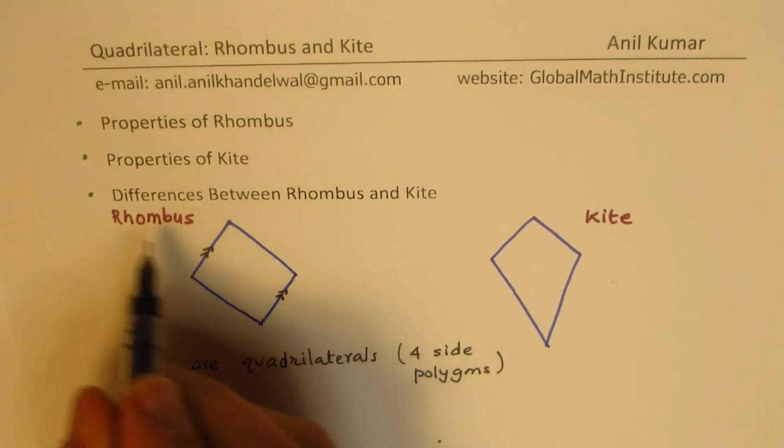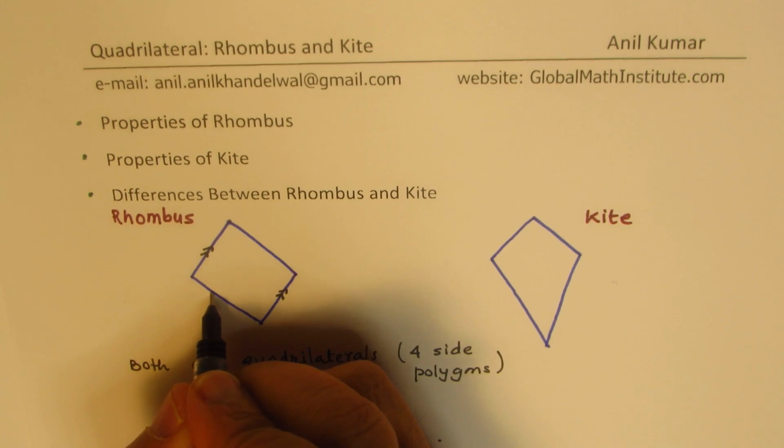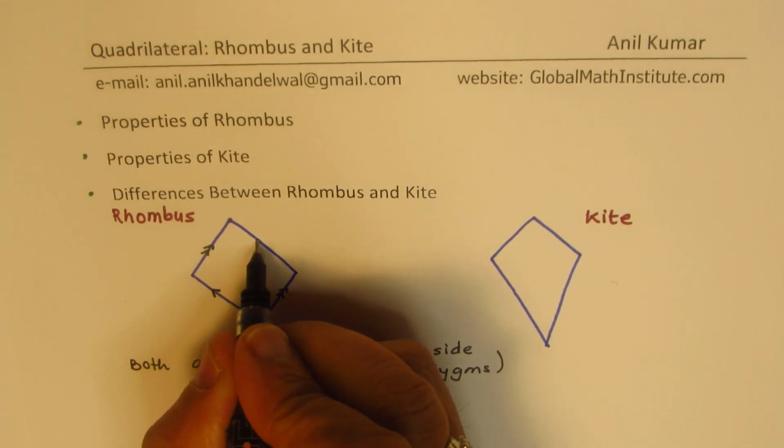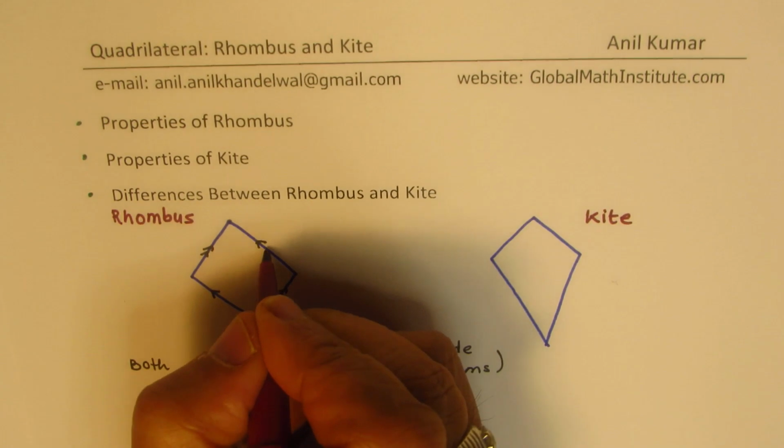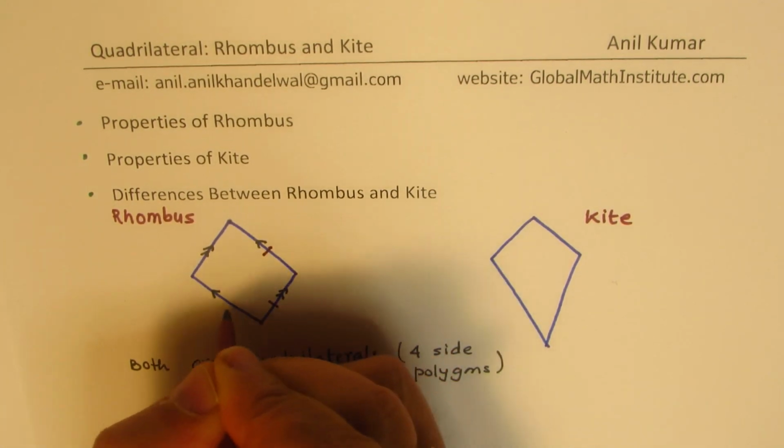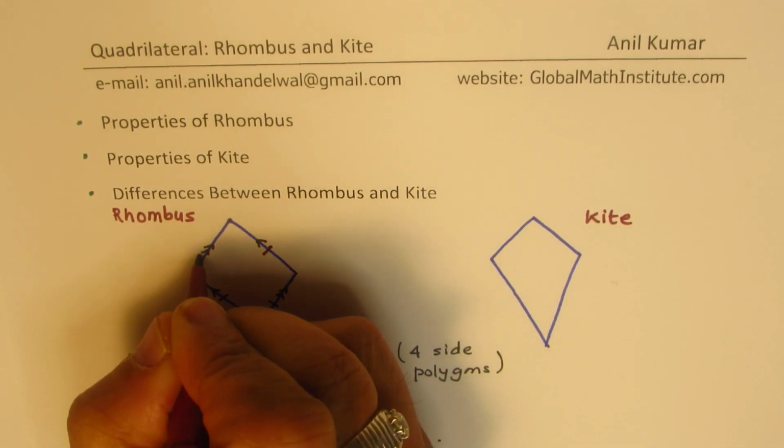So as you can see, the rhombus is a parallelogram, right? So we do have opposite sides which are parallel. That is one thing very clear. Another important thing here is that these sides are also equal. So all sides are equal.